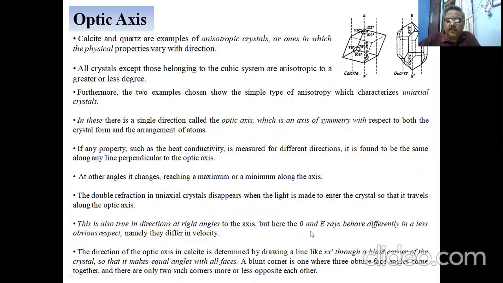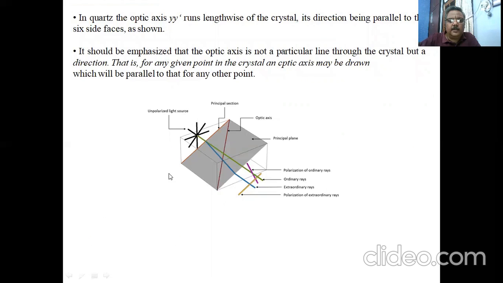And the direction of this optic axis in the calcite is determined by drawing a line x dash through a blunt corner of the crystal. This is the blunt corner, this one, so that it makes equal angles with all the faces. So this also happens to be the axis of symmetry. If we rotate the crystal along this axis, it will rotate symmetrically. So such kind of axis is called the optic axis.